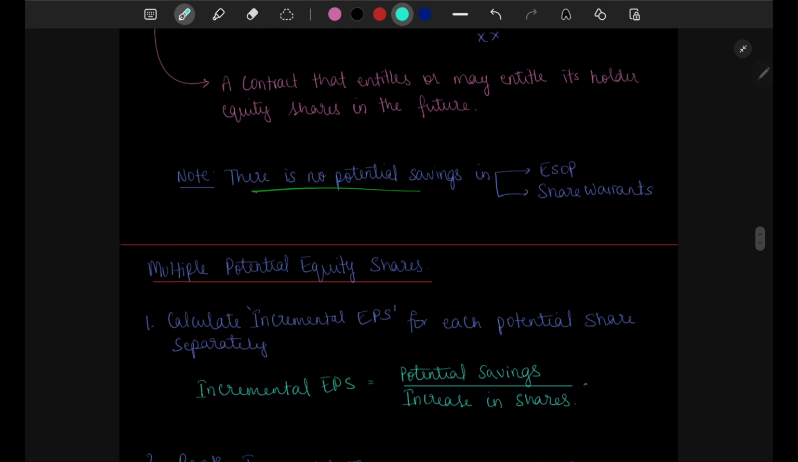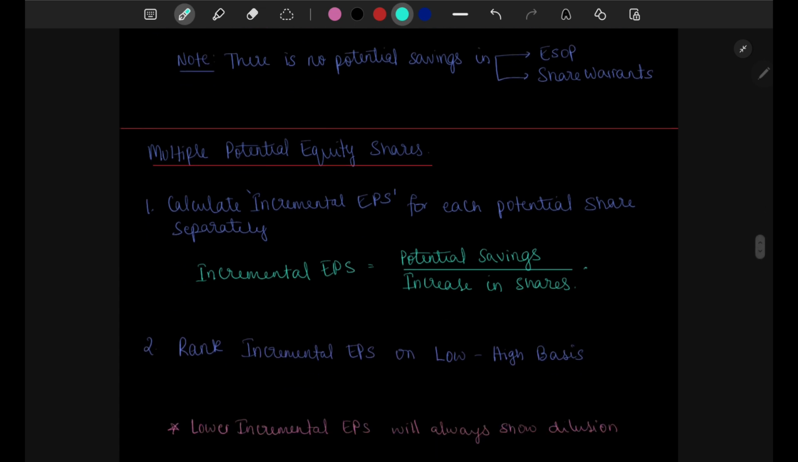So there are no potential savings in ESOP. Obviously ESOP is given at a very reduced cost, right? You're not incurring any interest or dividend, or rather a preference dividend, so there's no potential savings in that case. And share warrants are attached to the share application, which is a completely separate topic that I won't be spending time on. Basically, if they give share warrants, there's no potential savings in it, because you're not paying any interest or dividend on that. Okay, next.